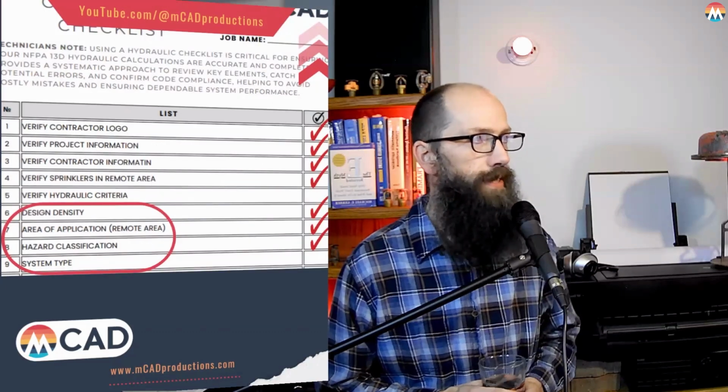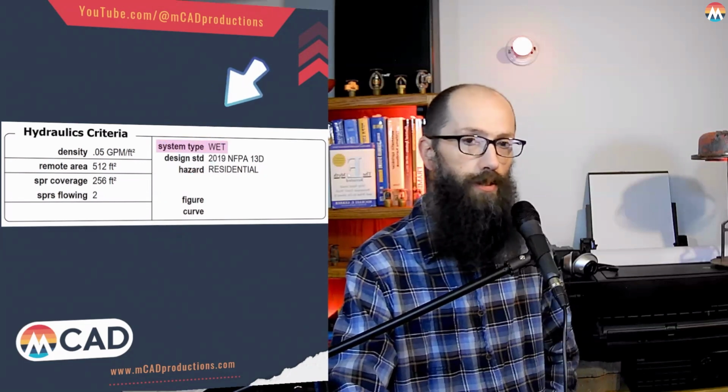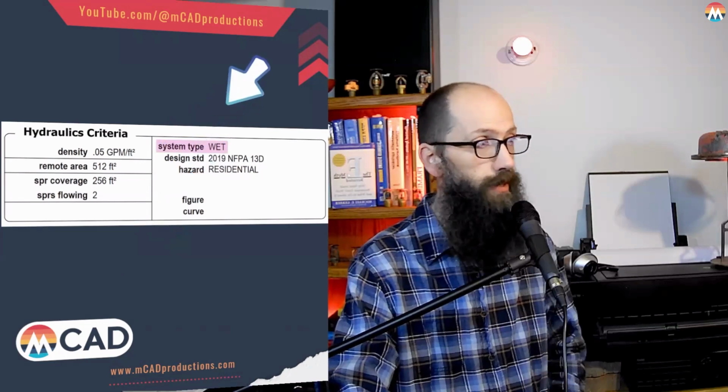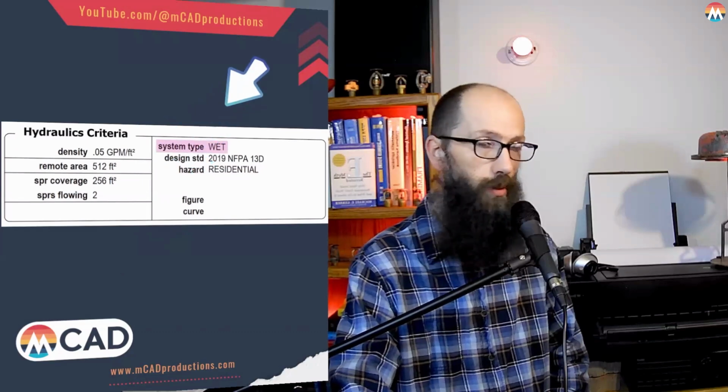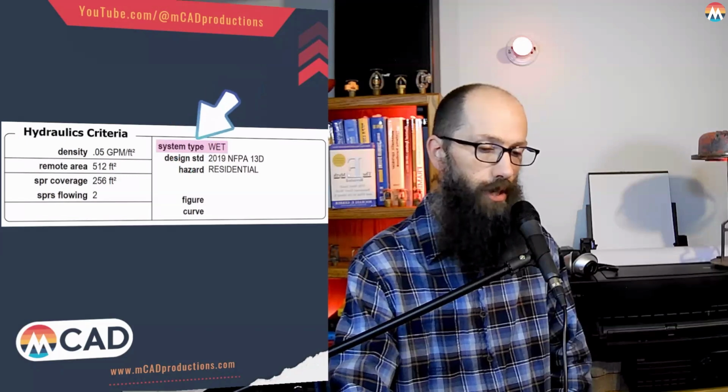All right, so then system type. What is that? Well, system type is wet. There are also dry systems that we work with, which just means that there is no water in the pipe until the sprinkler system is activated. Then it is filled with water. These are used in areas basically subject to freezing.